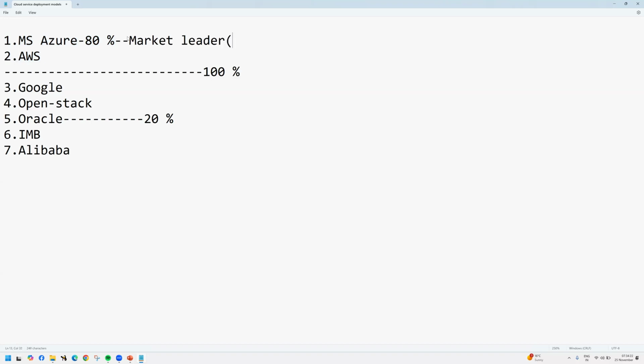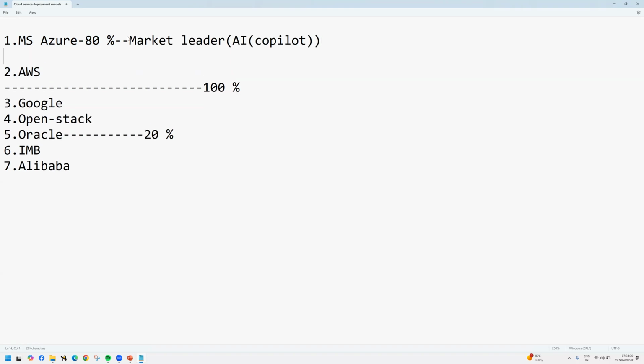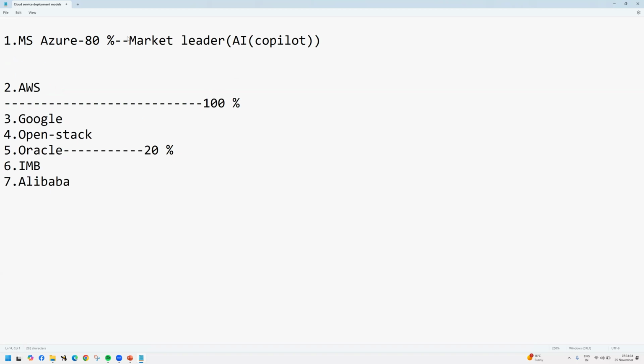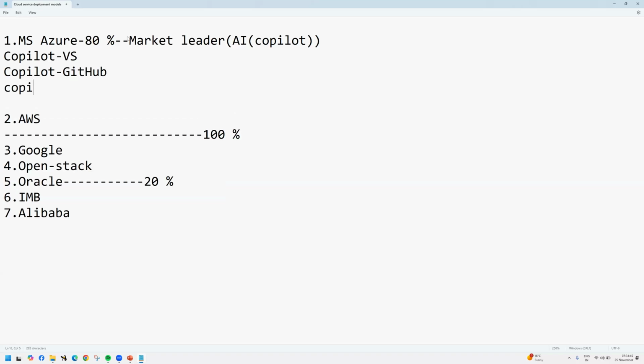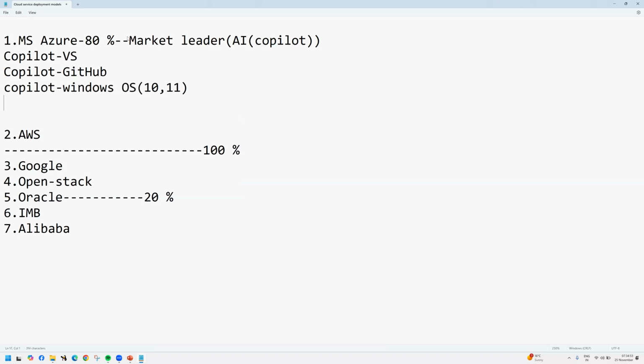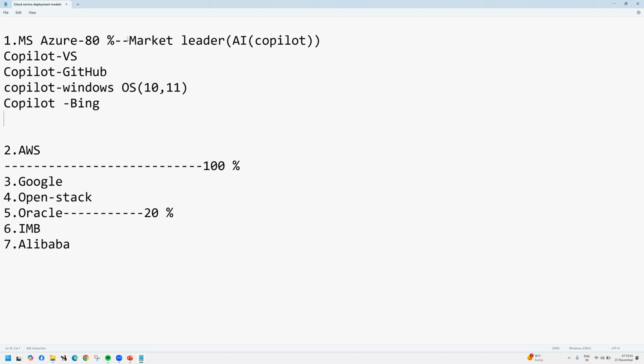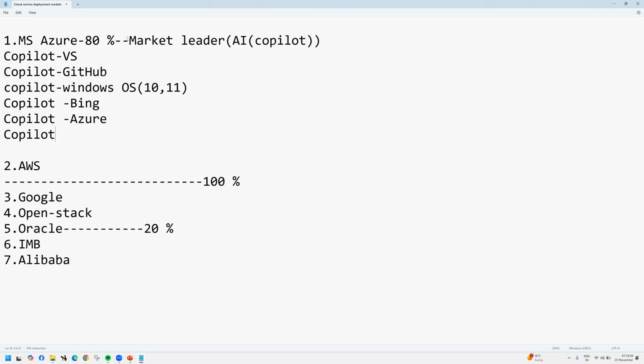Why? Because Microsoft came up with their own artificial intelligence product called Copilot. Microsoft has integrated Copilot with each and every product. I can say Copilot with Visual Studio, Copilot with GitHub, Copilot integrated with the Windows operating system, Windows 10 and Windows 11. And Copilot integrated with the Bing browser and search engine. Copilot is integrated with Azure. So Copilot is integrated with all M365 components.